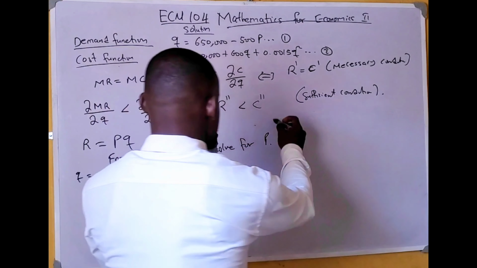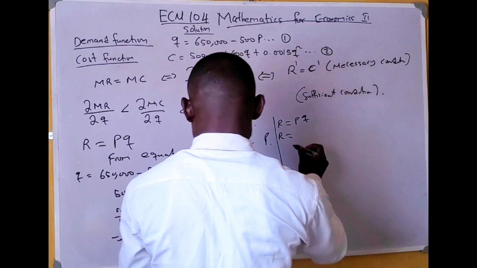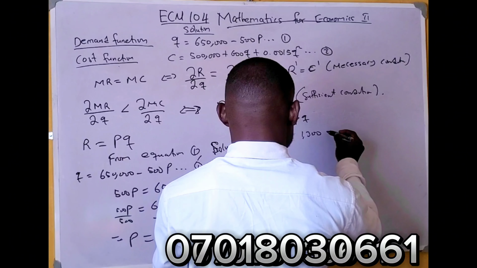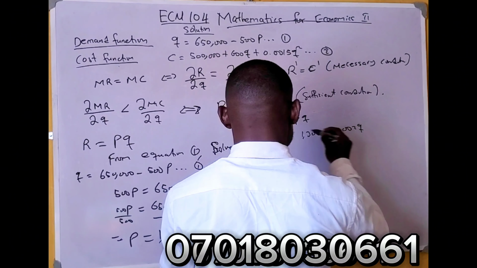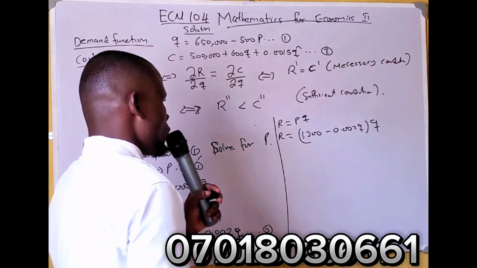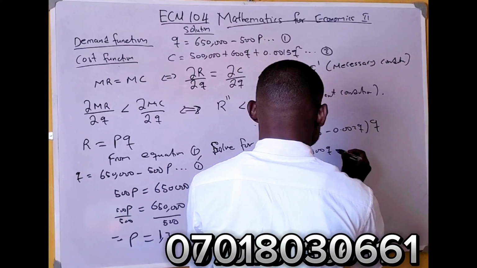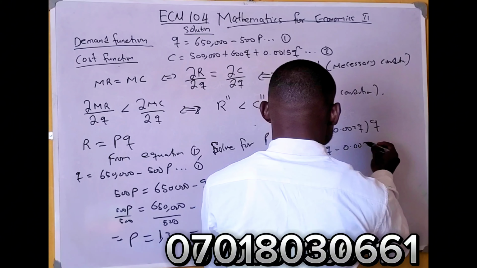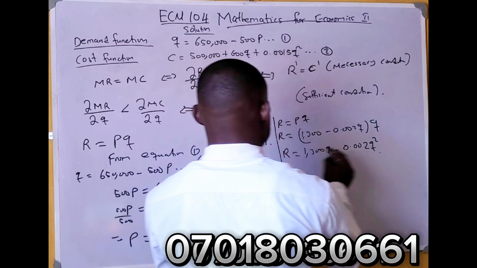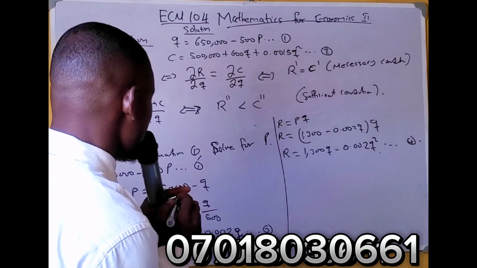So simply, our revenue equals PQ. So revenue equals 1,300 minus 0.002Q, all into Q. So our revenue now equals 1,300Q minus 0.002Q squared. With this, we've already found our revenue function. Let me call it equation 4.